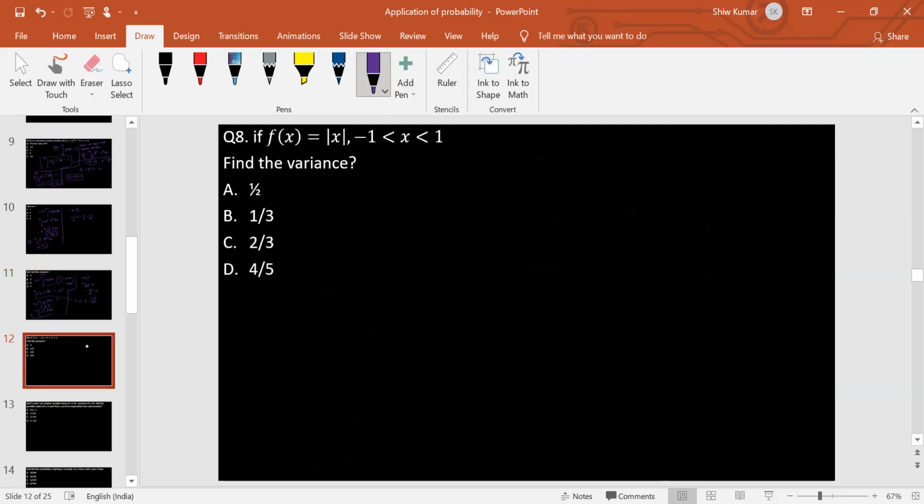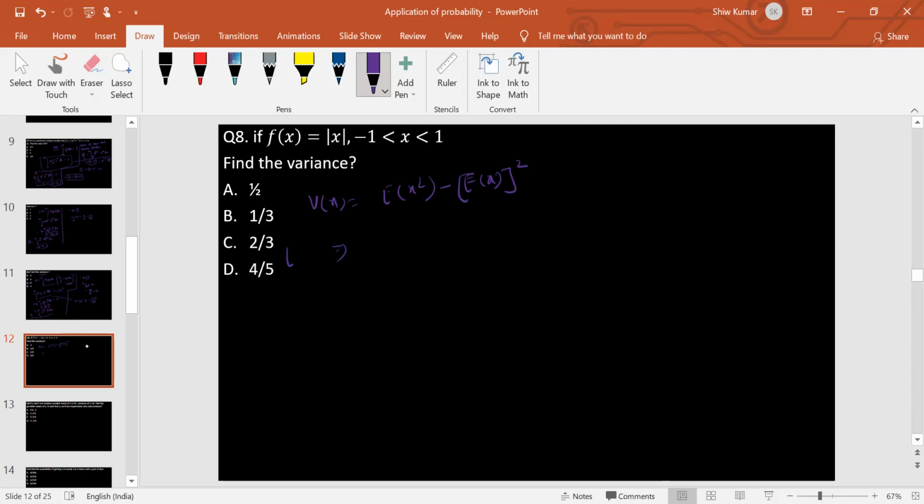Similarly, we'll check the next question, which is also a continuous random variable, and it is given that f of x is equal to mod of x, and x varies from -1 to +1. Find the variance. He is asking directly to find the variance. So to find the variance, we know that variance is equal to expectation of x square minus expectation of x, that is, the mean, whole square. You need to find both of these.